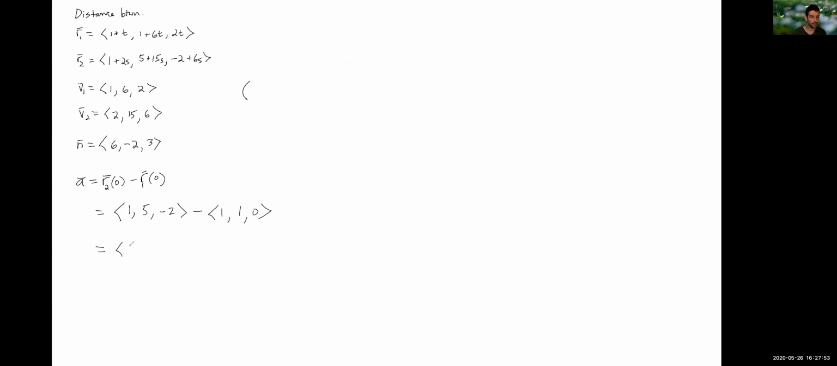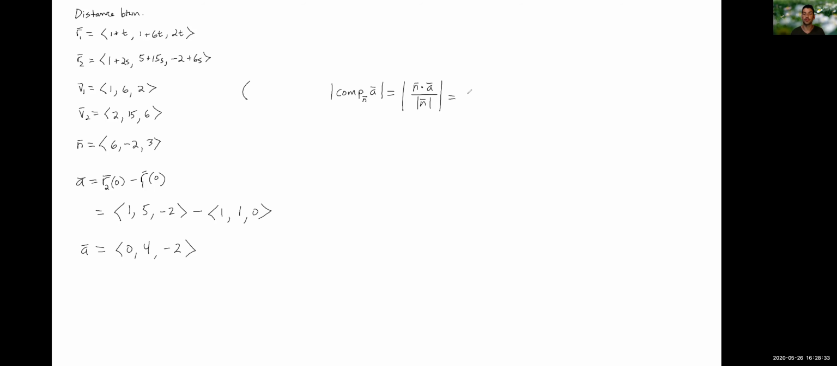So what do we get? We get 0, 4, -2. This is a vector between the 2 lines. That was that purple vector I had before. And so now all I need is the magnitude of the component of this vector between them onto this normal vector, this vector that's perpendicular to both of them. And we have a formula for this. We take their dot product divided by the magnitude of that perpendicular vector.